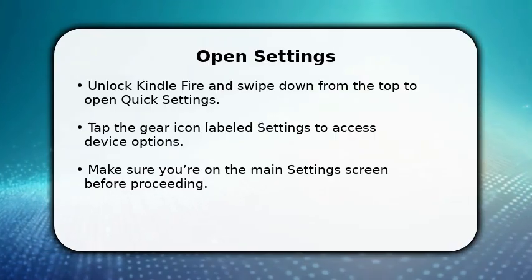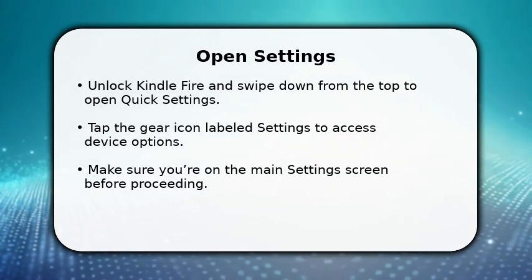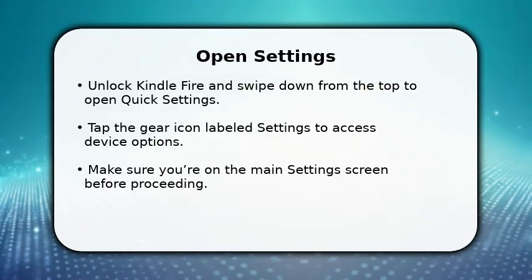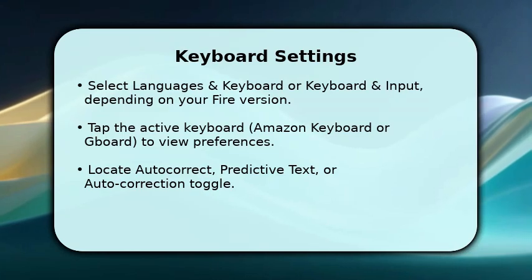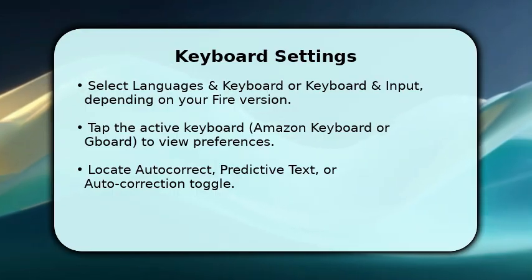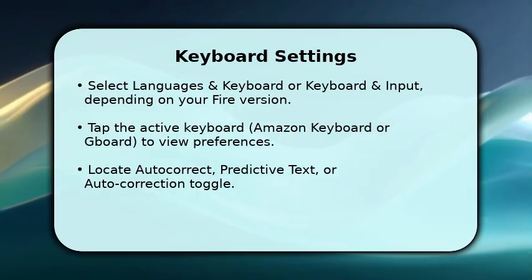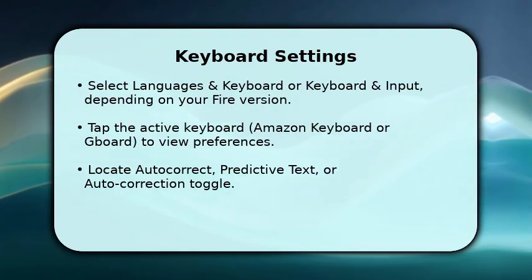Make sure you stay on the main settings page. That keeps options consistent and prevents clicking through to unrelated menus, saving time as you move to input settings. Next, you go deeper into keyboard preferences to disable autocorrect. Tap languages and keyboard or keyboard and input, then choose the keyboard you use, often Amazon keyboard or Gboard.